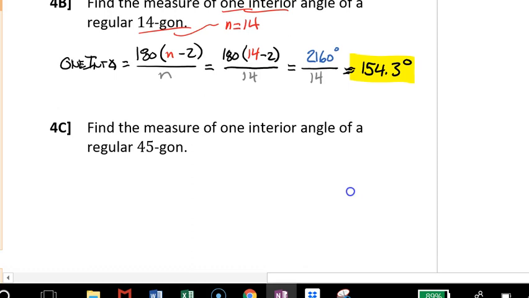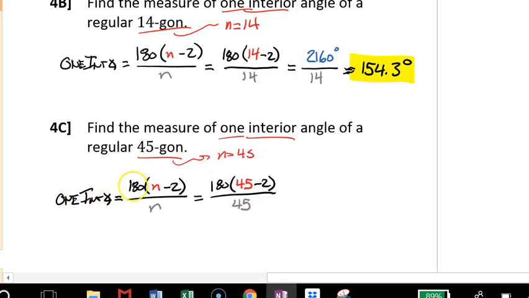For C, following the same pattern, we're going to find the measure of one interior angle from a 45-sided shape, n is equal to 45. So we start with our formula, 180 times n minus 2, divided by n. The 45 sides that are present give us 7,740 degrees, all divided by 45, which gives us a measure of 172 degrees for the measure of each interior angle.